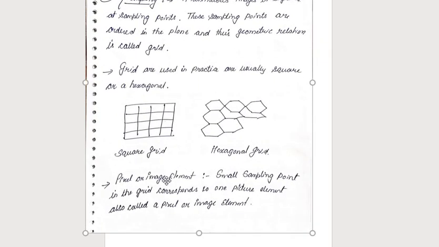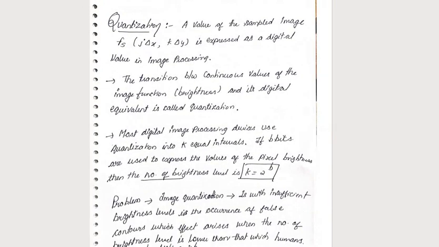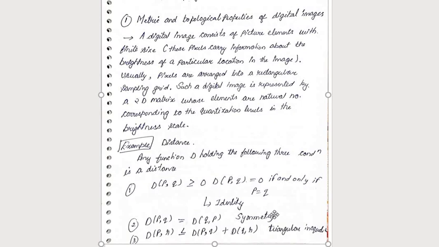One more term that is associated is the pixel or the image element. A small sampling point in the grid corresponds to one picture element, which we call pixel or image element. Next is the quantization. A digital image has several properties related both to the matrix or the topological. Certain conditions it holds, like the identity, symmetric or the triangular, and the Euclidean distance is given by this formula.